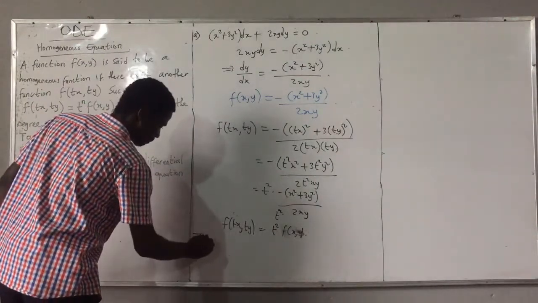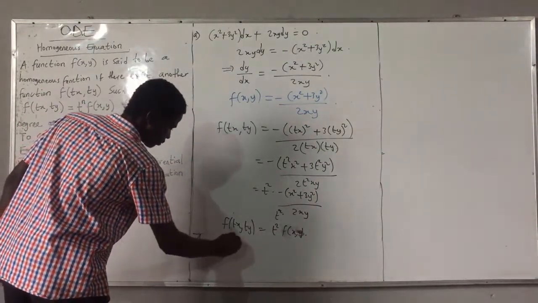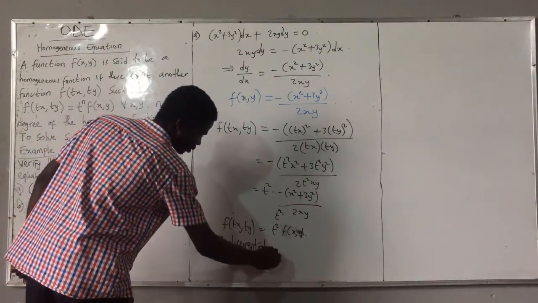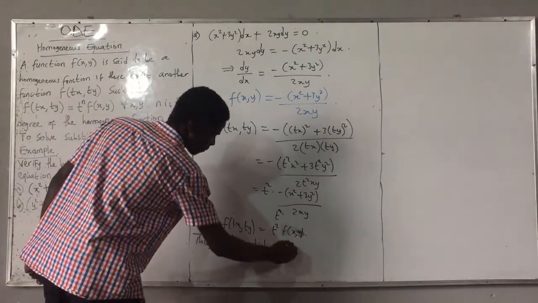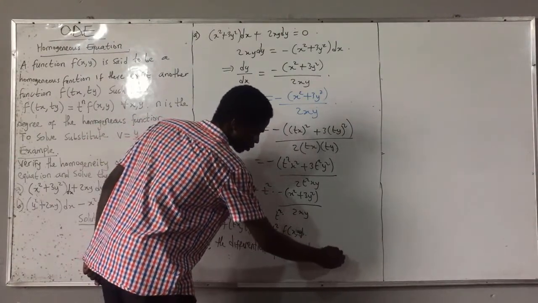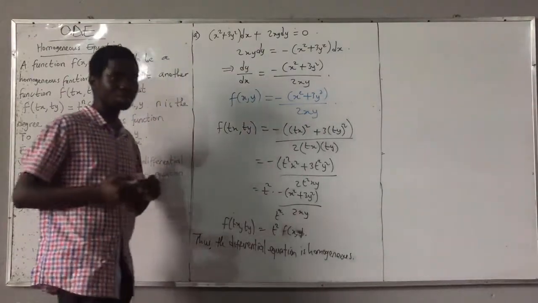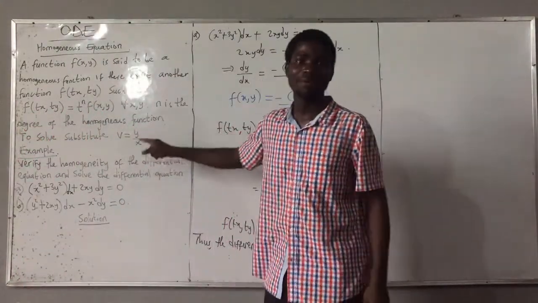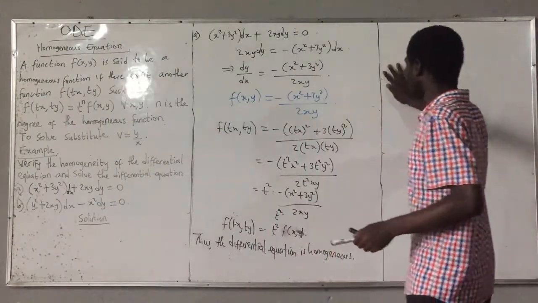Thus, the differential equation is homogeneous. Now you will solve. Don't forget what you solve. To solve, you will let v to be what? y over x. But then come back to this.